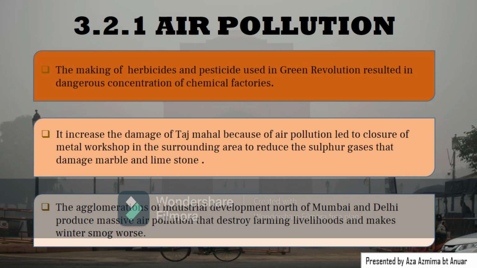The agglomeration of industrial development nodes of Mumbai and Delhi produces massive air pollution that destroys farming livelihoods and makes winters much worse.